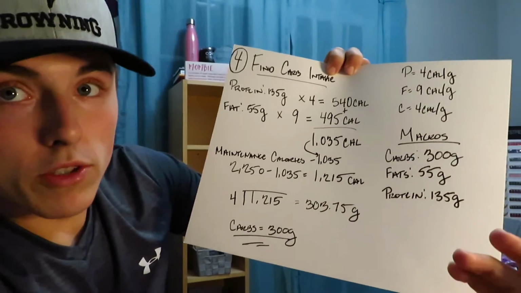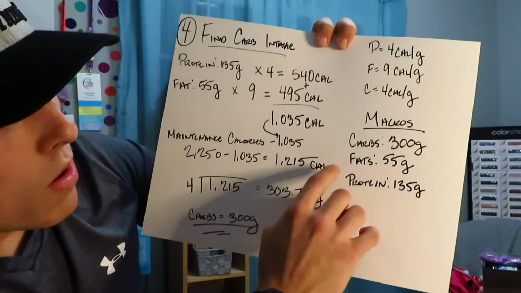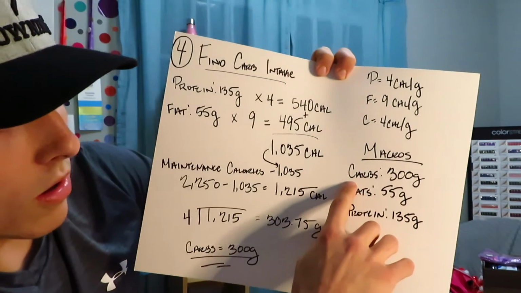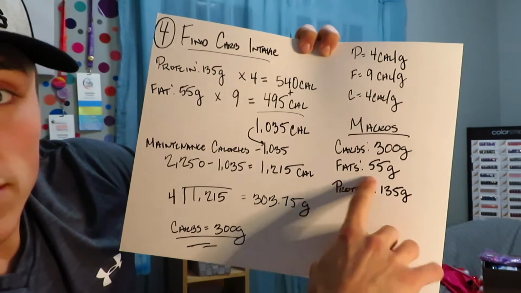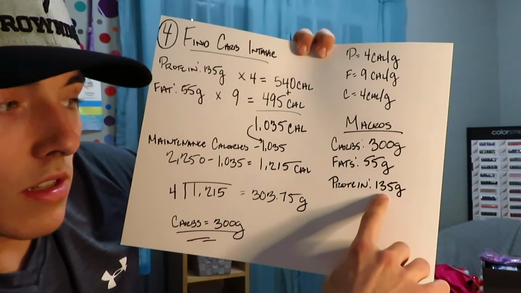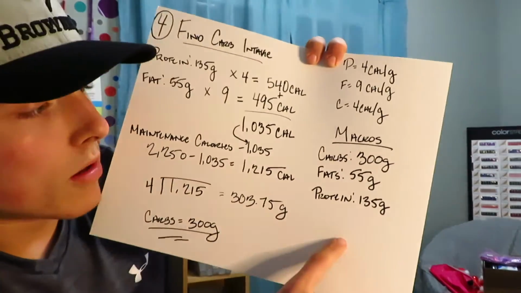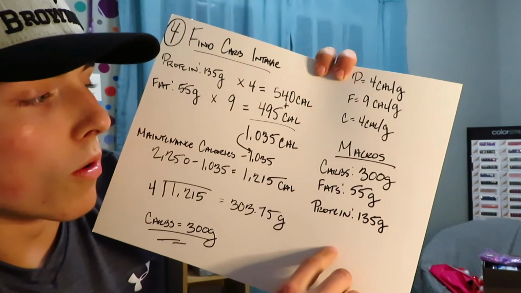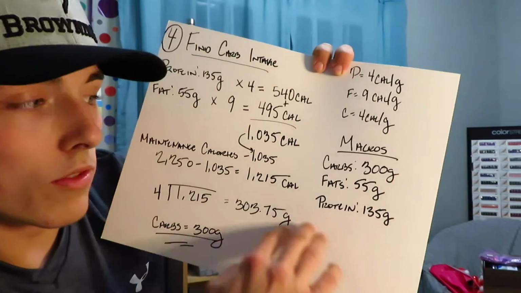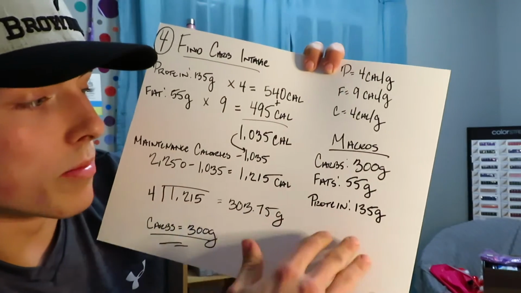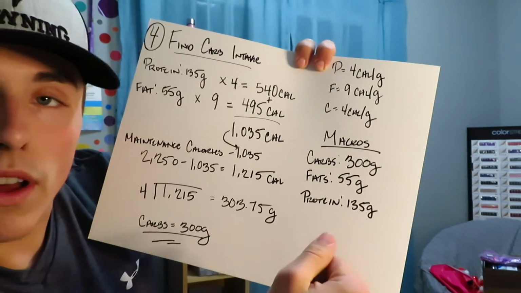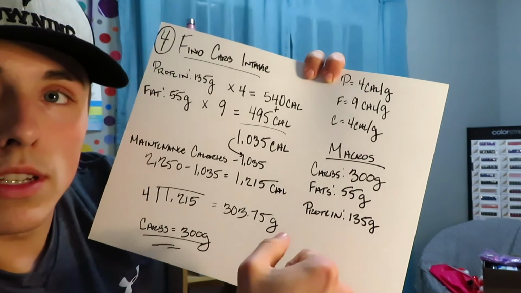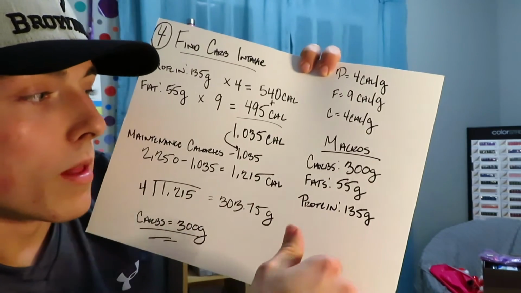So then you have this person's macros. So their total macros are, their carbs are 300 grams, as we just calculated, fats are 55 grams, and protein is 135 grams. So these macros that we just calculated are actually for maintaining weight. So these are not for losing weight or gaining weight. This is simply to maintain weight for this individual. So if they ate 300 carbs a day, 55 fat a day, and 135 grams of protein a day, they would be maintaining weight. So that is how you calculate macros.